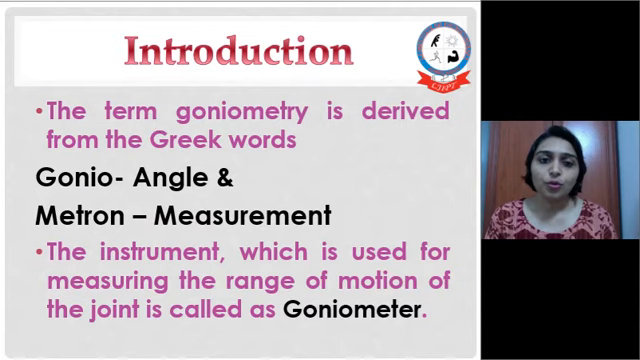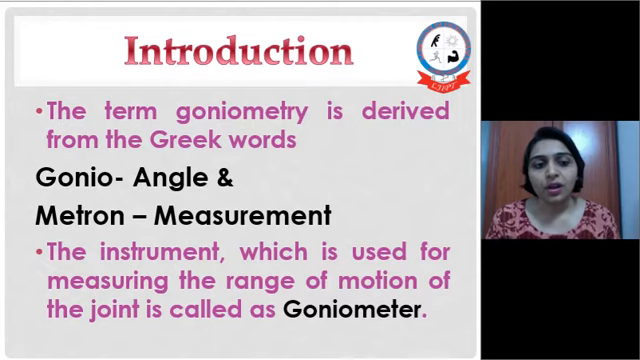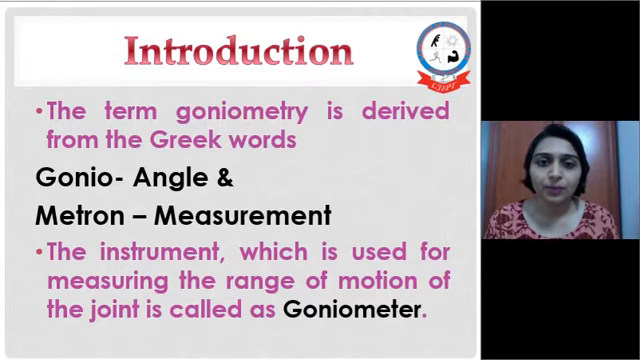The term goniometry is derived from Greek word where gonio means angle and metron means measurement. So it is the measurement of angle. Which angle? That is a joint range of motion. So the instrument which is used for measuring the range of motion of the joint is called a goniometer. In this video we are going to say ROM instead of range of motion.